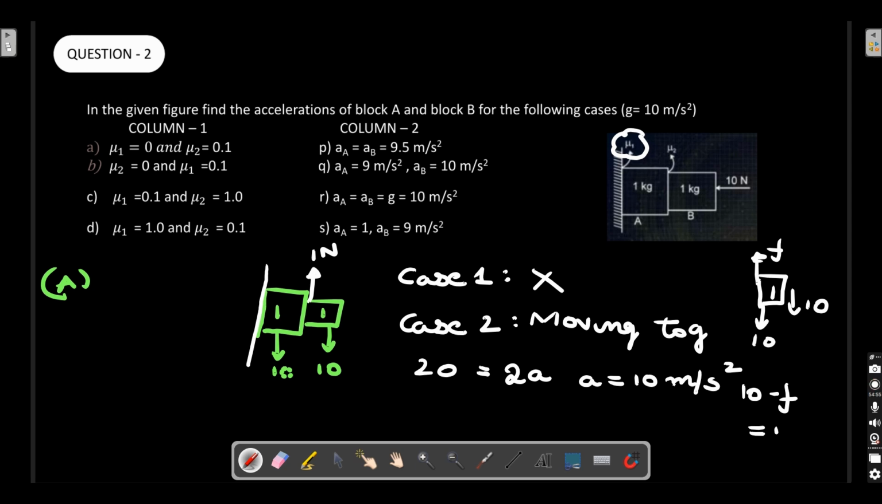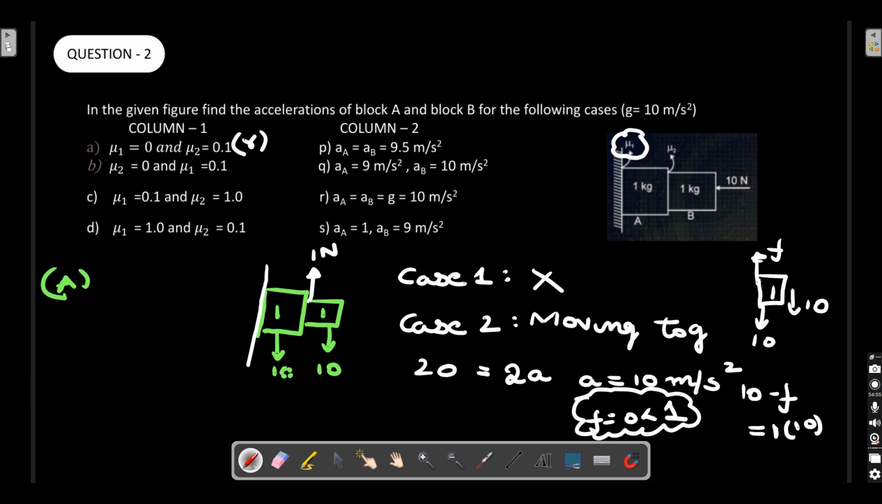So from here what will I get? The value of friction. 10 minus F is equal to 1 into 10. I get F as 0, which is less than 1, of course. So whatever we have solved is right. So from here itself we can say this is option A.